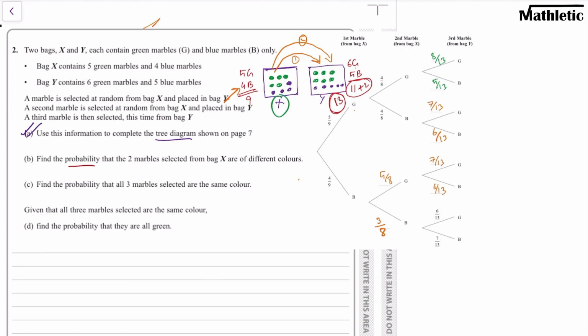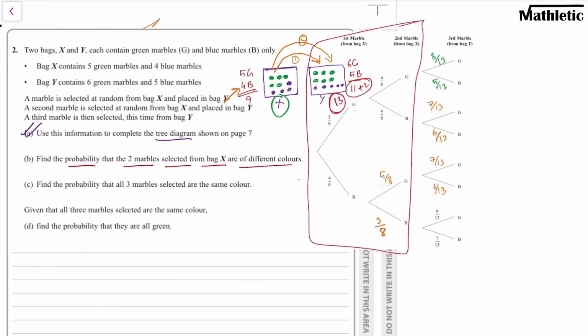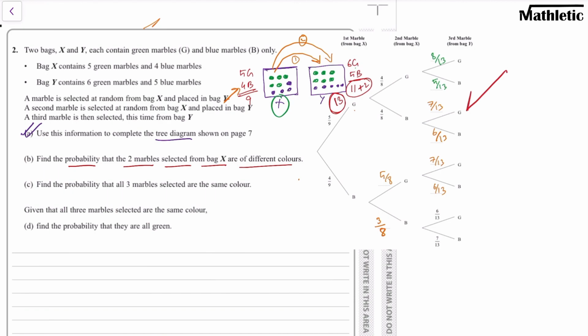For part B, we need to find the probability that 2 marbles selected from bag X are of different color. So bag X means you need to consider this part of the diagram only. You can skip the last part. But if you needed something from this third part, you had to start from the very beginning, and you need to select first, second, and third. But since I need up to bag X, I will just consider this portion of the diagram. So different color from bag X.